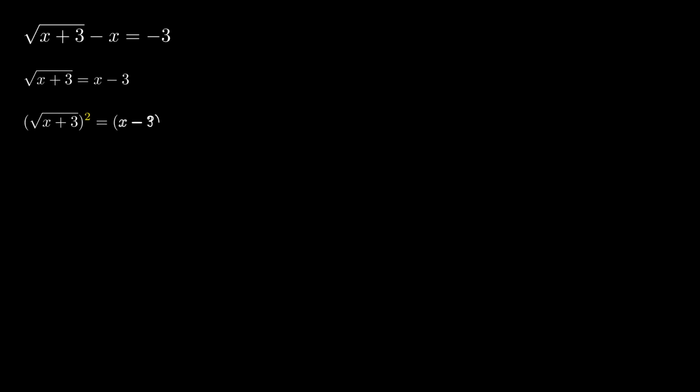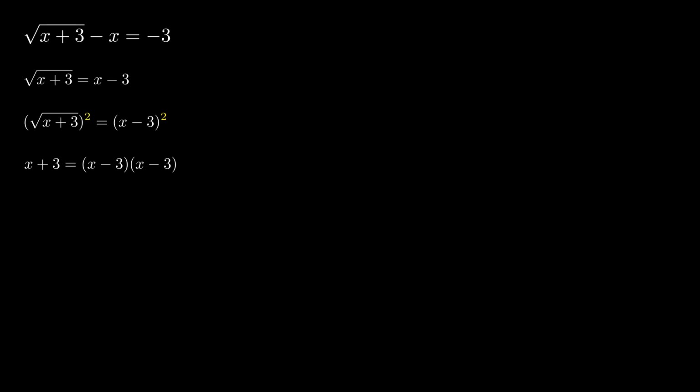Now we square both sides. On the left, squaring the square root gives x plus 3. On the right, we write (x minus 3) squared. This becomes x plus 3 equals (x minus 3) times (x minus 3).